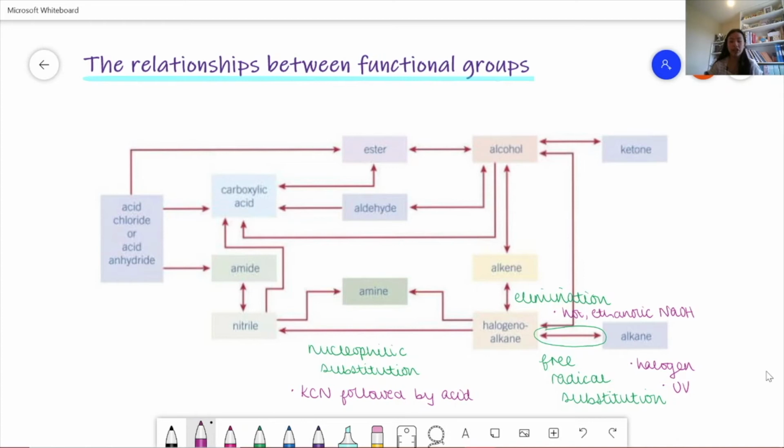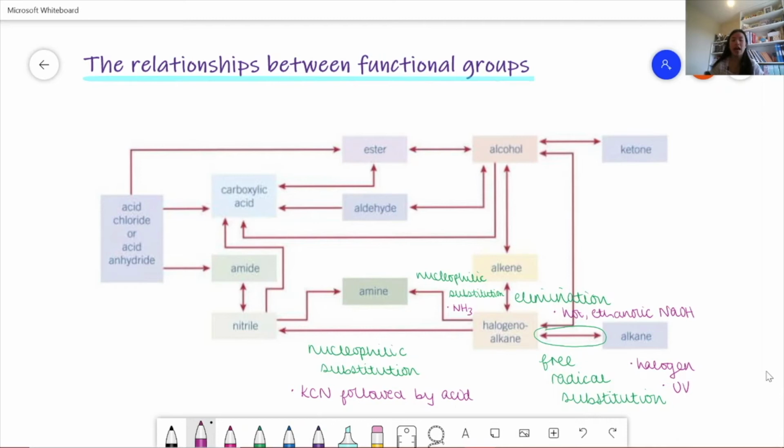And then the next reaction is from this haloalkane to this amine. So this is again a nucleophilic substitution. And this is where we used ammonia as the nucleophile. And that was also our reagent.